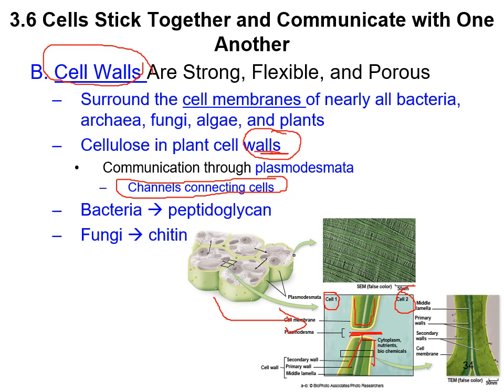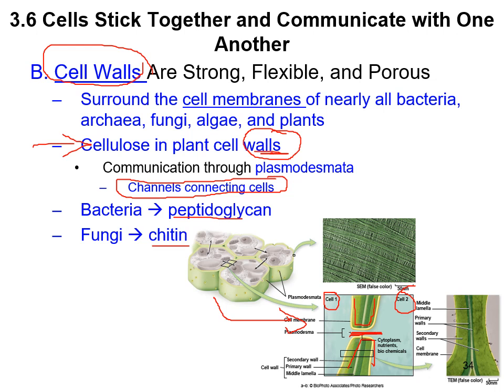Okay, and here is a quick reminder: when you look at plant cells, they're mostly made out of cellulose for their cell wall. Bacteria like to use peptidoglycan, and fungi like to use chitin, which we've mentioned in a previous chapter before.